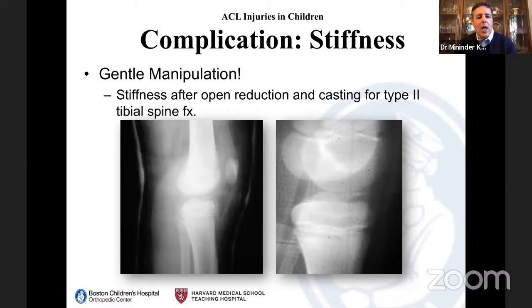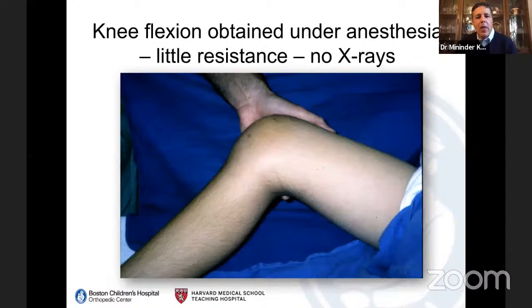This is a case example that I think is illustrative. This was a patient treated elsewhere with open reduction of a displaced tibial spine fracture, and then they were placed in a cast. So this is unusual and probably a setup to have stiffness in the knee. They had a manipulation for lack of flexion at the outside institution, and they got flexion, but now had difficulty extending the knee, so they were referred to us.